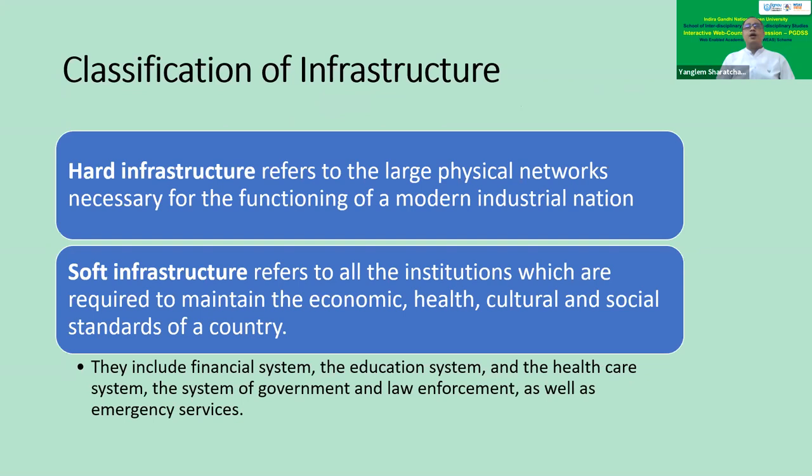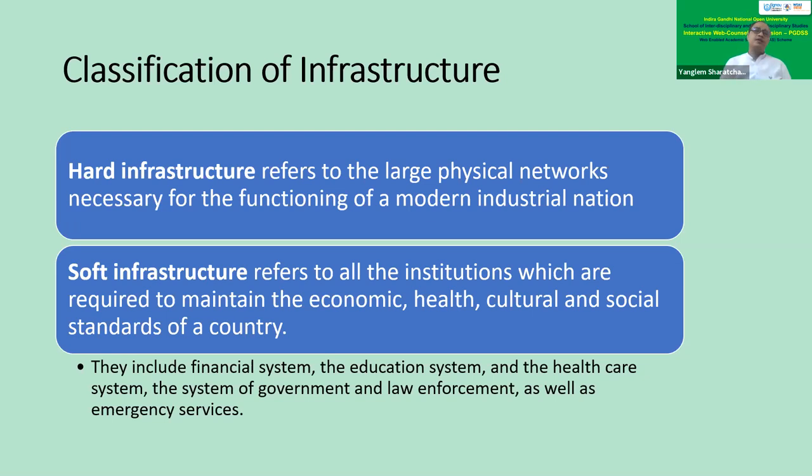So what is the classification of infrastructure then? Infrastructure can be looked at technically in two categories. One is hard infrastructure, another is soft infrastructure. Hard infrastructure refers to the large physical networks necessary for the functioning of a modern industrial nation, right? That's why when India was a young nation, and we are still a young nation, our main objective in infrastructure was to develop as much hard infrastructure as possible, that is, the extension or development of different highways, road networks, and so on.